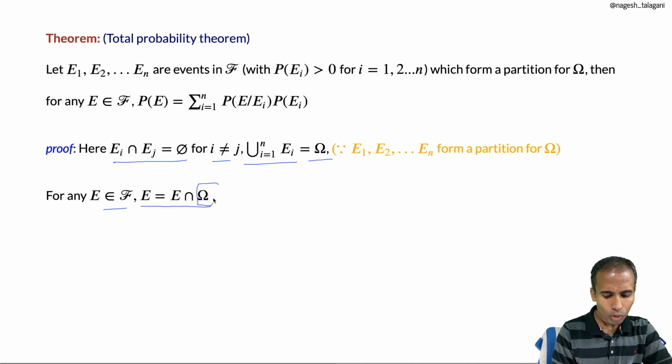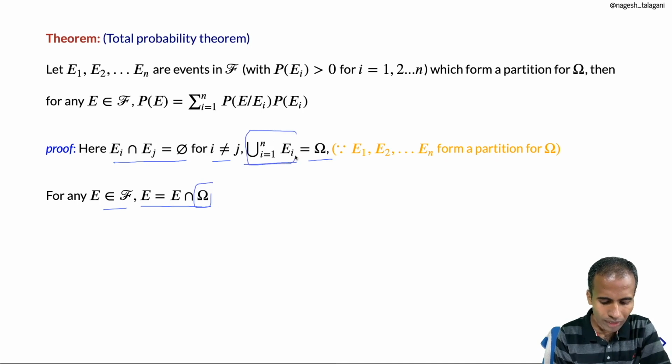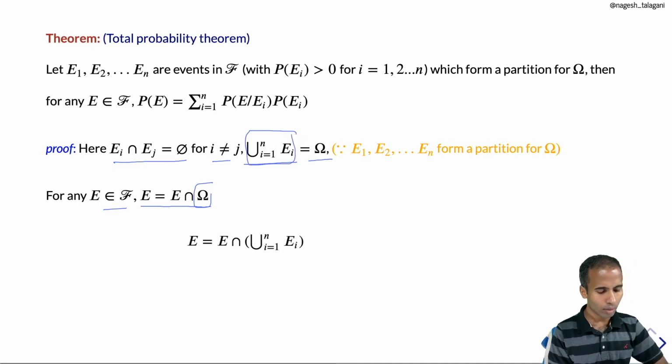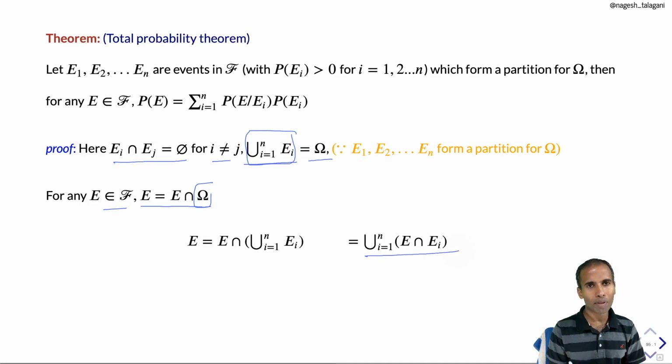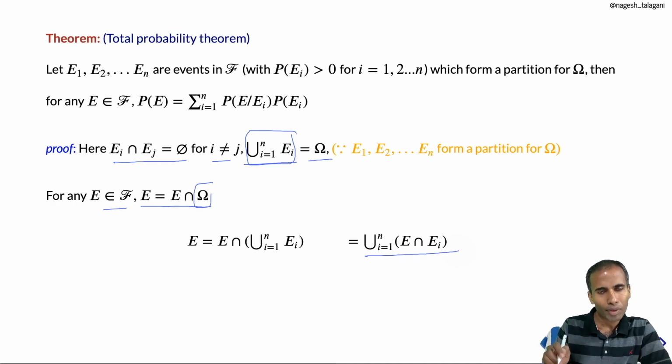Now let's replace this omega using this union. Let's replace this omega with this union i equal to 1 to n Ei. Now E equal to E intersection union i equal to 1 to n Ei. Now apply the distributive laws, then E can be written as union i equal to 1 to n E intersection Ei. Just like in the above problem, we wrote D equal to D intersection B1 union D intersection B2 union D intersection B3, where B1, B2, B3 form a partition for omega. In this case, here E1, E2, E3, so on, En form a partition for omega, and E we are writing as E intersection E1 union E intersection E2 union, so on, E intersection En.